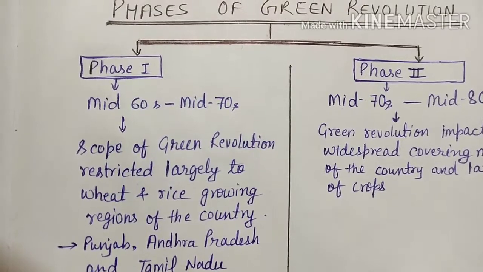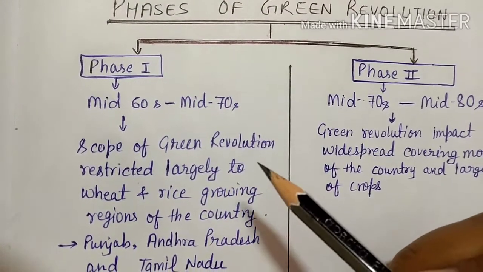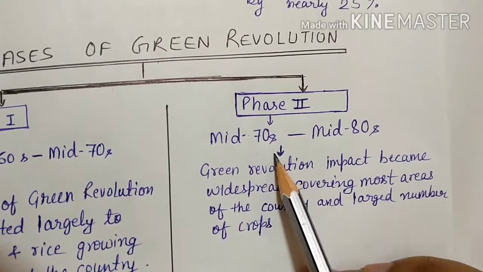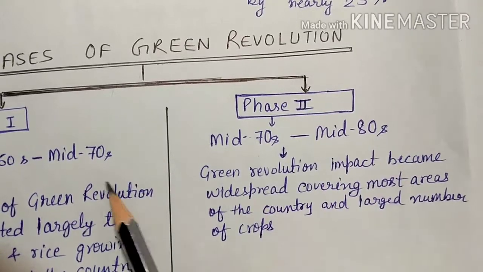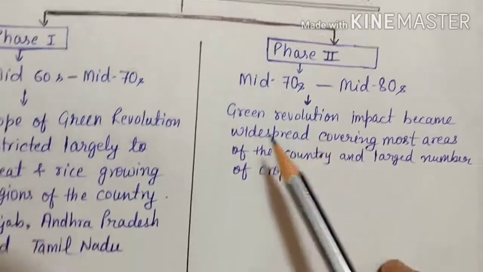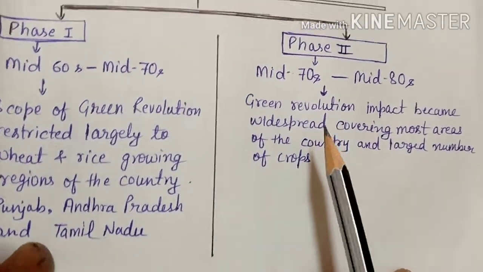It was growing here only, it was spreading here only, this green revolution, but not in other regions. And if we talk about phase 2, it was from the mid 70s to the mid 80s. After this, the green revolution's impact became widespread. From Punjab, Andhra Pradesh and Tamil Nadu, it spread to other parts of the country also.